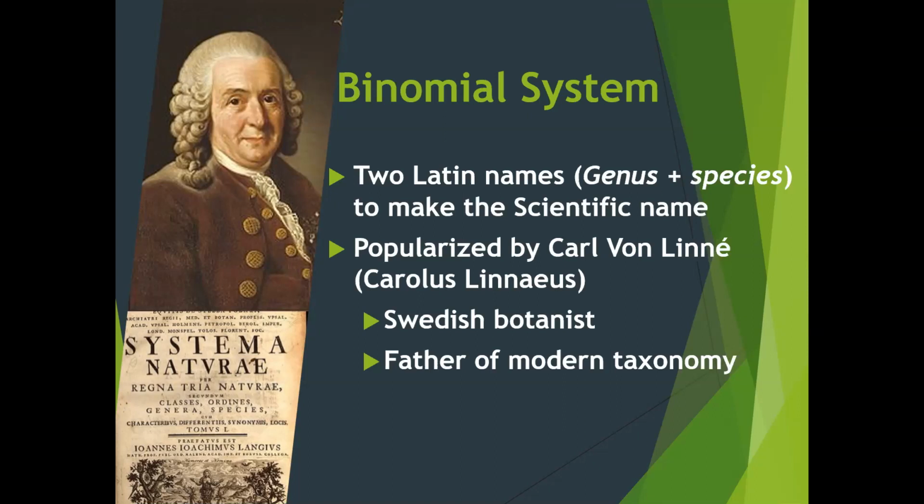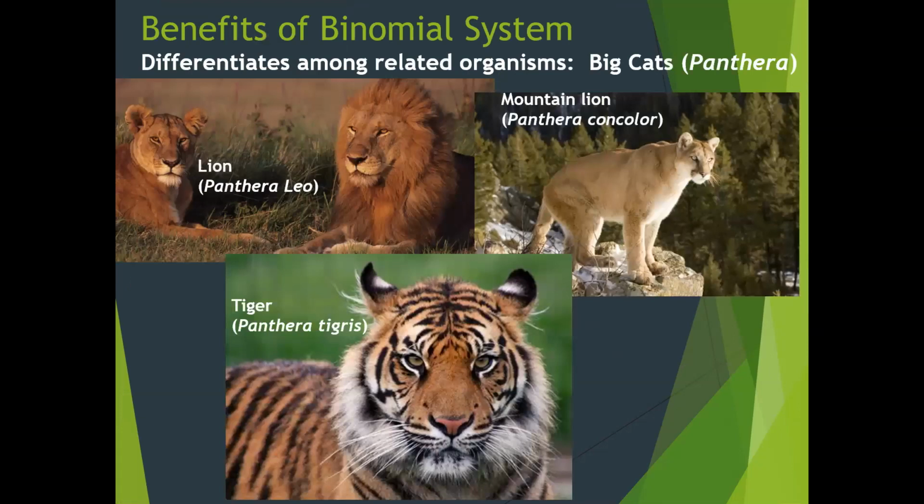So we might get some lag time with some of these slides. So the benefits of the binomial system, like I was saying, it differentiates among related organisms. For instance, big cats. The genus of them is Panthera, but then you have their specific names. So Panthera leo is a lion, Panthera concolor is a mountain lion, Panthera tigris is a tiger. So it just makes it a little bit more specific rather than just calling them a big cat.